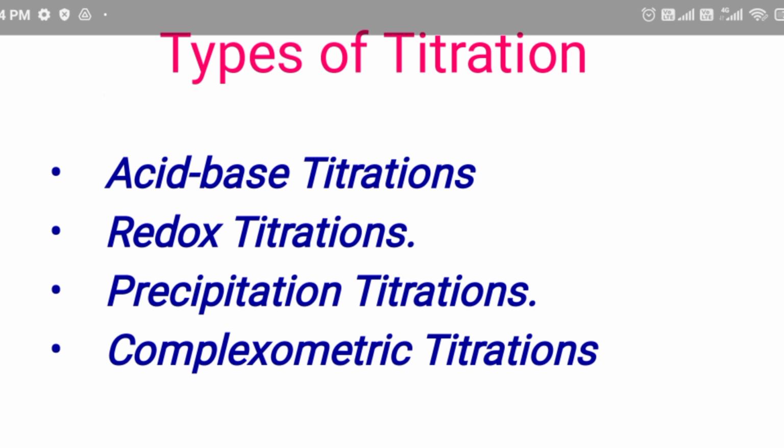Now I will discuss the types of titration. Titrations are basically of four types. Number 1, acid-base titration. Number 2, redox titration. Number 3, precipitation titration. And number 4 is complexometric titration.